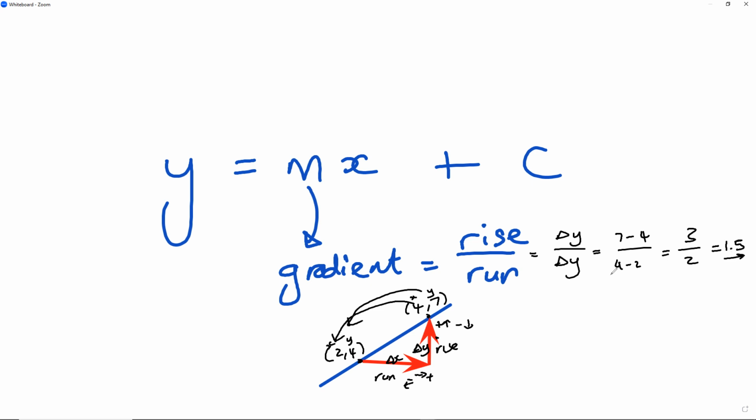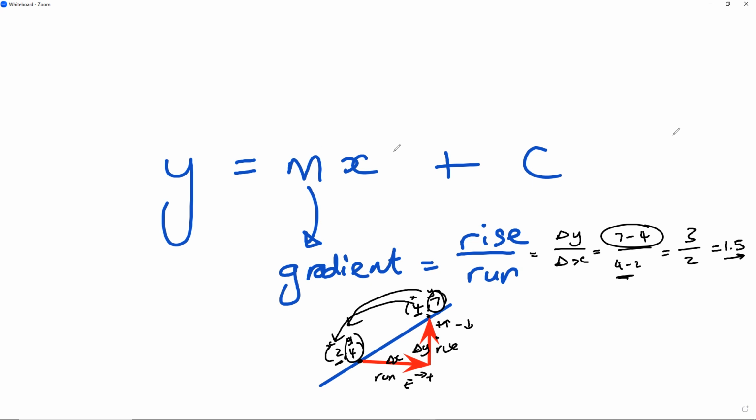So the gradient is rise over run, which is change in y over change in x. Which is going to be taking your two y values, subtracting them, and then taking your two x values and subtracting them as well. And then dividing that to get a specific number, 1.5. So this would be 1.5x plus c. And then we have to find the c value.